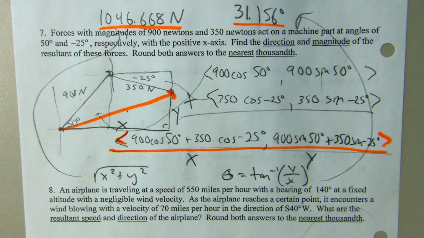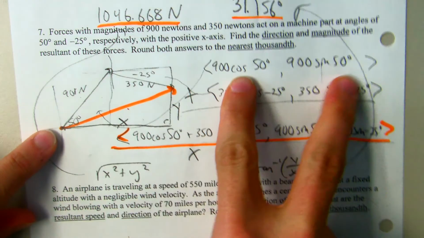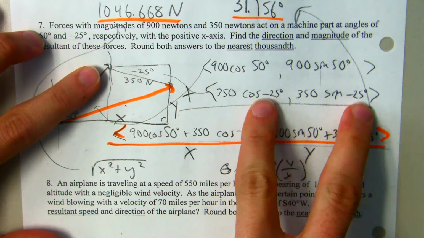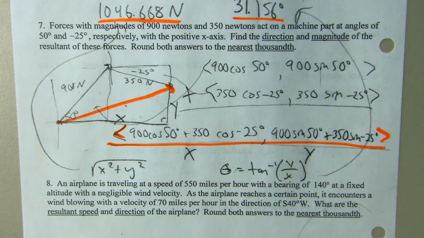Now for this question, I wasn't too concerned about those angles of 50 and negative 25, but 50 was from the positive x-axis, so I could throw it in and not think about it. Negative 25 was from the positive x-axis. I could throw them in and not think about it. As long as your angle is from the positive x-axis, it's ready to go. Put it in sine, cosine, and tangent, whatever.